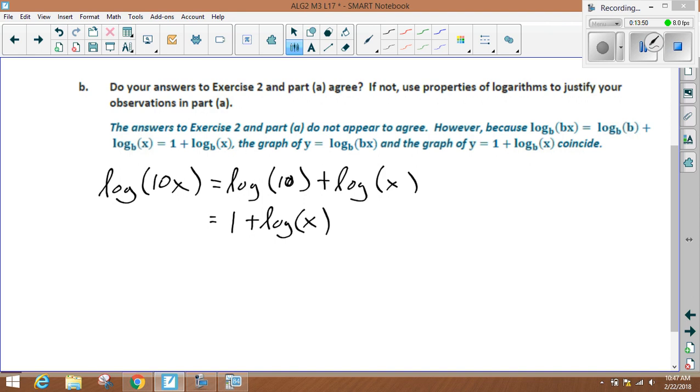What happens if you take f of x equals x? What's the difference between those two? Your y-intercepts change, right? This one has a y-intercept of 0. This one has a y-intercept of 1, which means it's just been shifted up 1. That's awesome.